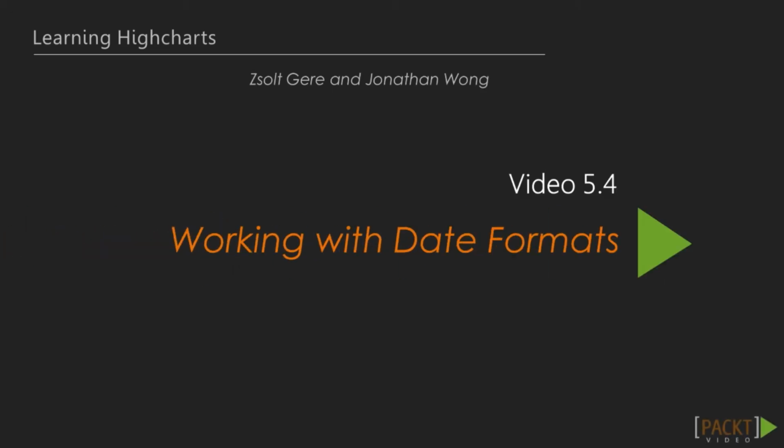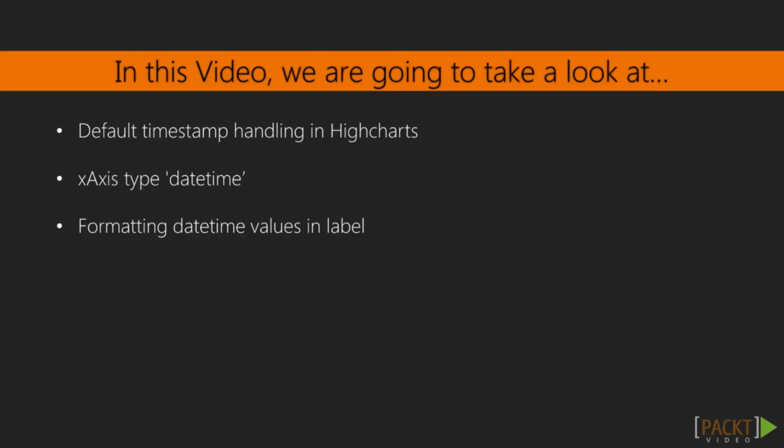In the previous video, we learned how to process data from different data source formats like CSV, XML, and JSON. In this video, we are going to take a look at how date can be formatted when dealing with time series charts. We will try default timestamp handling. We will assign the time-date format to the x-axis. And finally, we will display the value of the x-axis differently in the label.